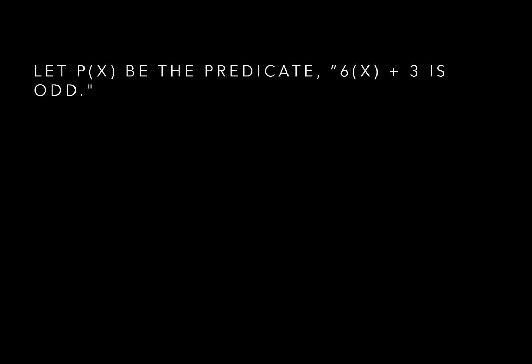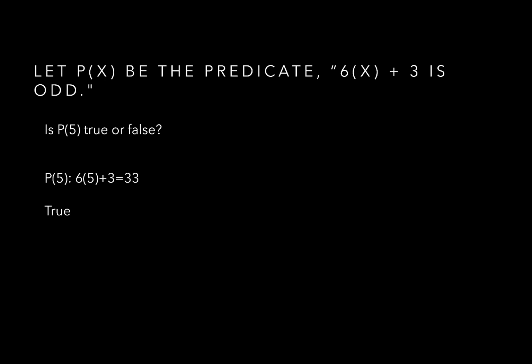Let's change P of x to be the predicate 6x plus 3 is odd. Then we're going to evaluate P of 5 and decide if it's true or false. To start out, we'll plug 5 into 6x plus 3. That looks like 6 times 5 plus 3, which is 33. So our question is, is this odd? Which it is, so we would say true.